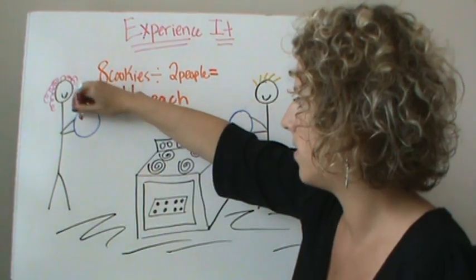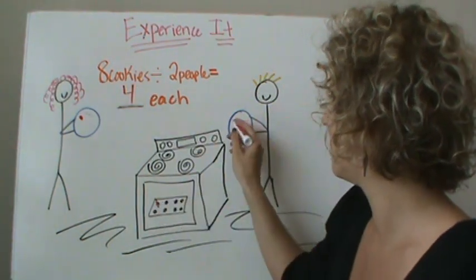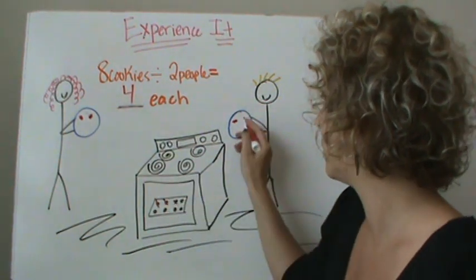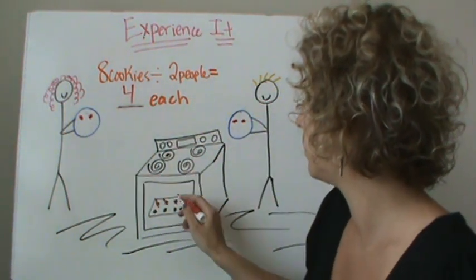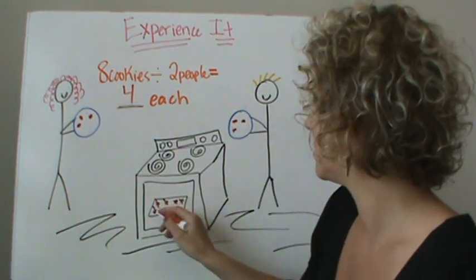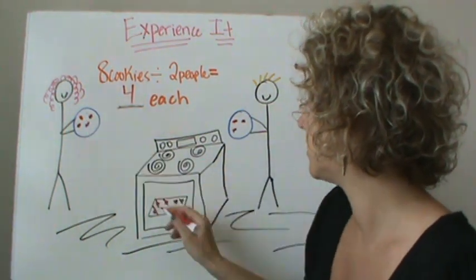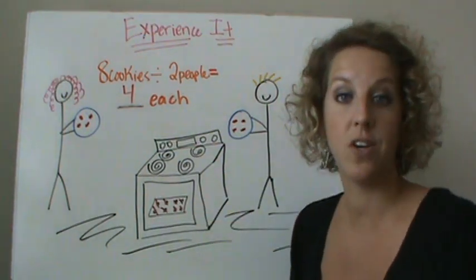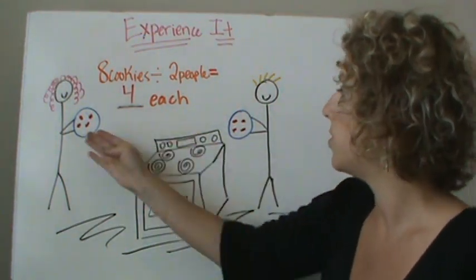So we have 1, 2, 3, 4, 5, 6, 7, 8. Perfect. There are 8 cookies and each of you get 4.